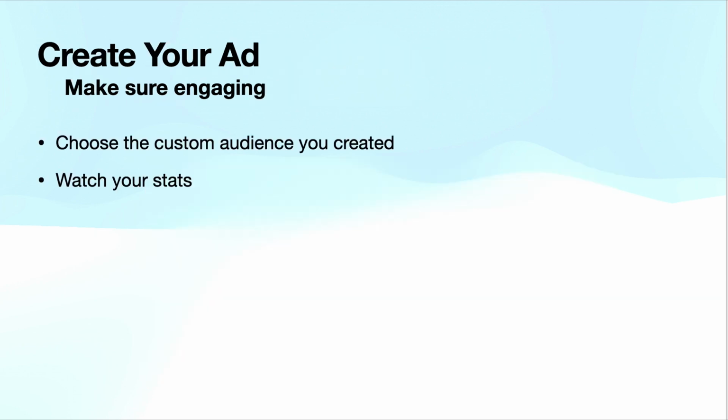Once your audience is finished populating, it's time to create your ad. Now, none of this works if your ad isn't engaging. You want good content in your ad, because you can put a bad ad in front of all the right people and they're not going to respond to it. So make sure you've got a good ad, a good video. But then when you create the ad for that video, choose the custom audience you created and then let it run. And now this video is not going to go into what it takes to do all that. There's plenty of videos out there that show you how to create ads and set your budget and all that.